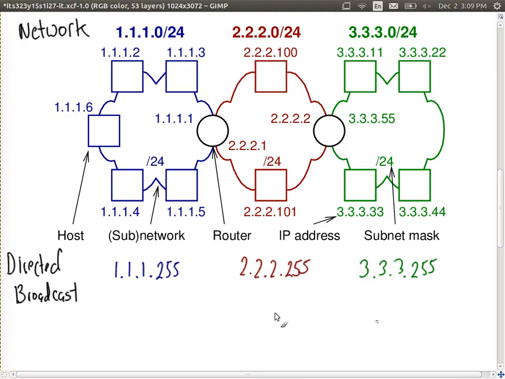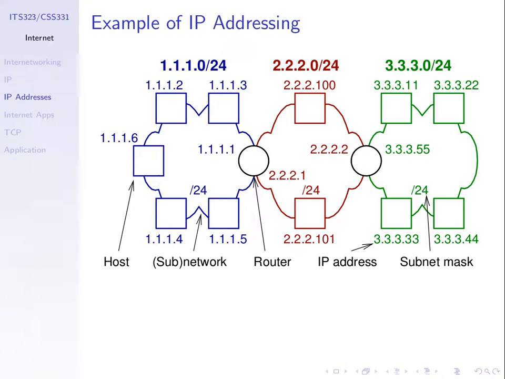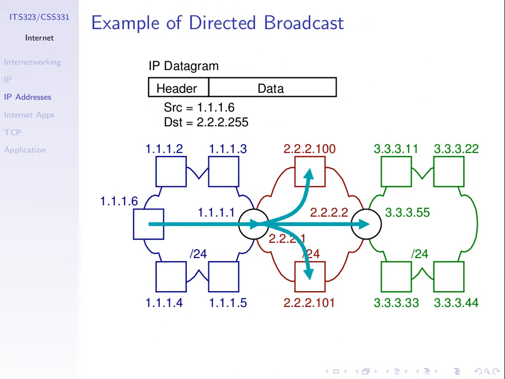So how do we use it? Well, if someone wants to send to everyone on the green subnet, then the destination will be set to the directed broadcast address 3.3.3.255. If someone wants to send to everyone on the red subnet, 2.2.2.255. And we see that in this example.